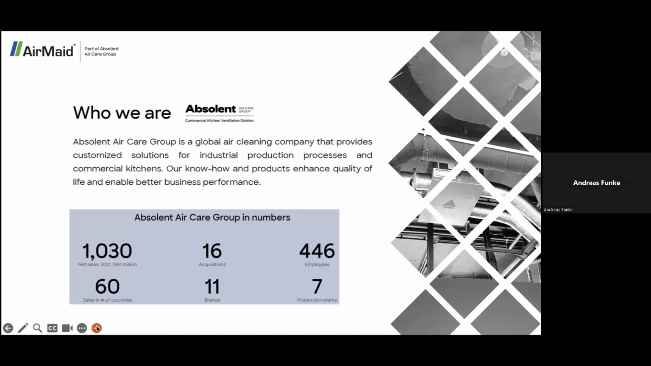We are Epsilon. AirMaid is part of it. Epsilon Air Care Group is a global air cleaning company. We are providing customized solutions mainly for industrial applications and for cleaning ventilation from different kinds of industrial areas and commercial kitchen ventilation. Together, Epsilon Air Care Group has in total 16 different companies, 7 production plants, 11 brands. We are doing sales in 60 countries. We are close to 500 employees in all of these different companies, and we're doing net sales of about 1 billion Swedish kronor per year. So this is roughly our group, where AirMaid is one part of it.